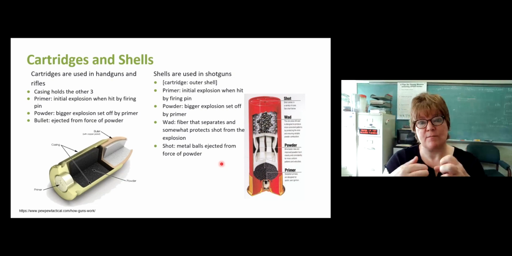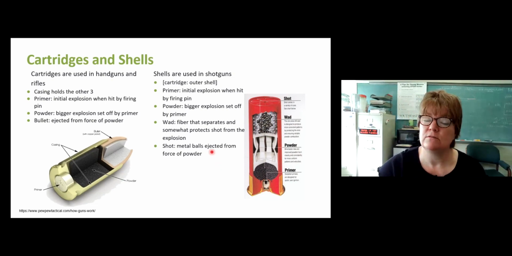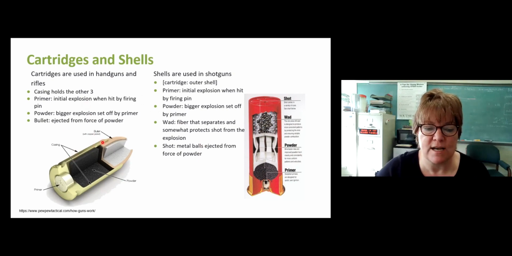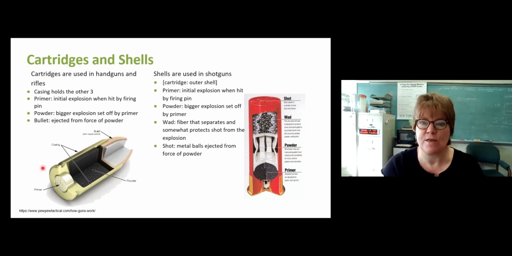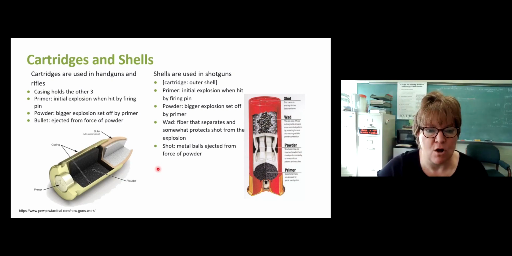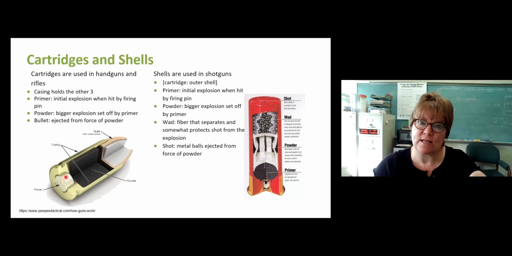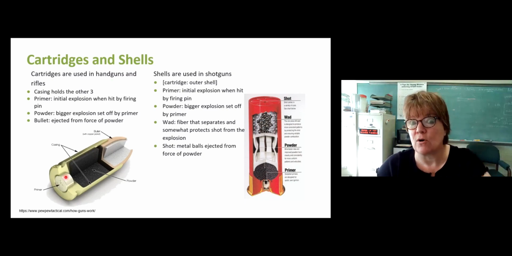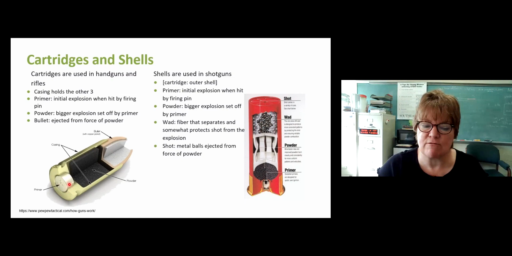Okay, let's talk about the ammunition that goes in it. In general, rifles and handguns are going to have cartridges. So you have a cartridge that has a bunch of pieces to it. They're all going to have a casing that's kind of holding the whole thing together. They're all going to have a primer. This primer creates an initial explosion that sets off the bigger explosion. So this can be set off very easily, but it's not a very big explosion.